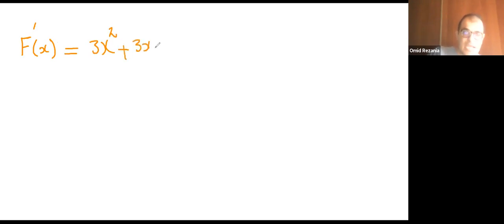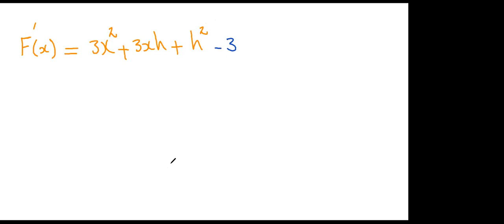Then where I ended up on the previous slide was this. Imagine that if I call that function f prime of x, what do I get? I got 3x squared plus 3xh plus h to the power 2 minus 3. Correct, guys? Any questions so far? Everything is fine? Yes, sir. Awesome. And now look at this one, guys.